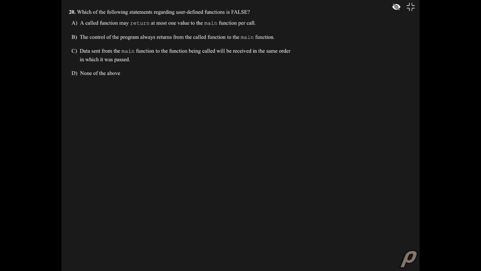All right, question 20. Another true-false question here. This one's asking us which of the following statements regarding user-defined functions is false. Keyword, oops, that is not the color we've been using.